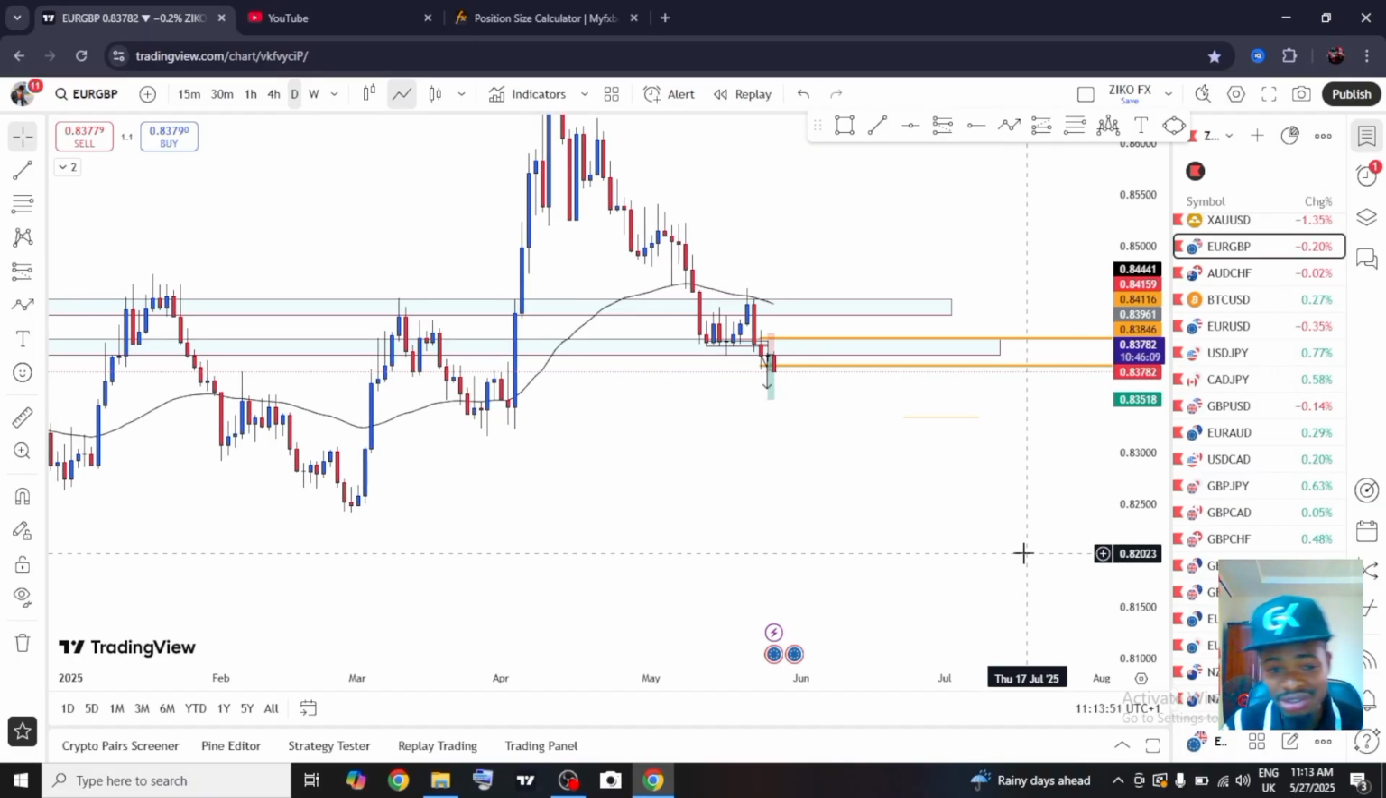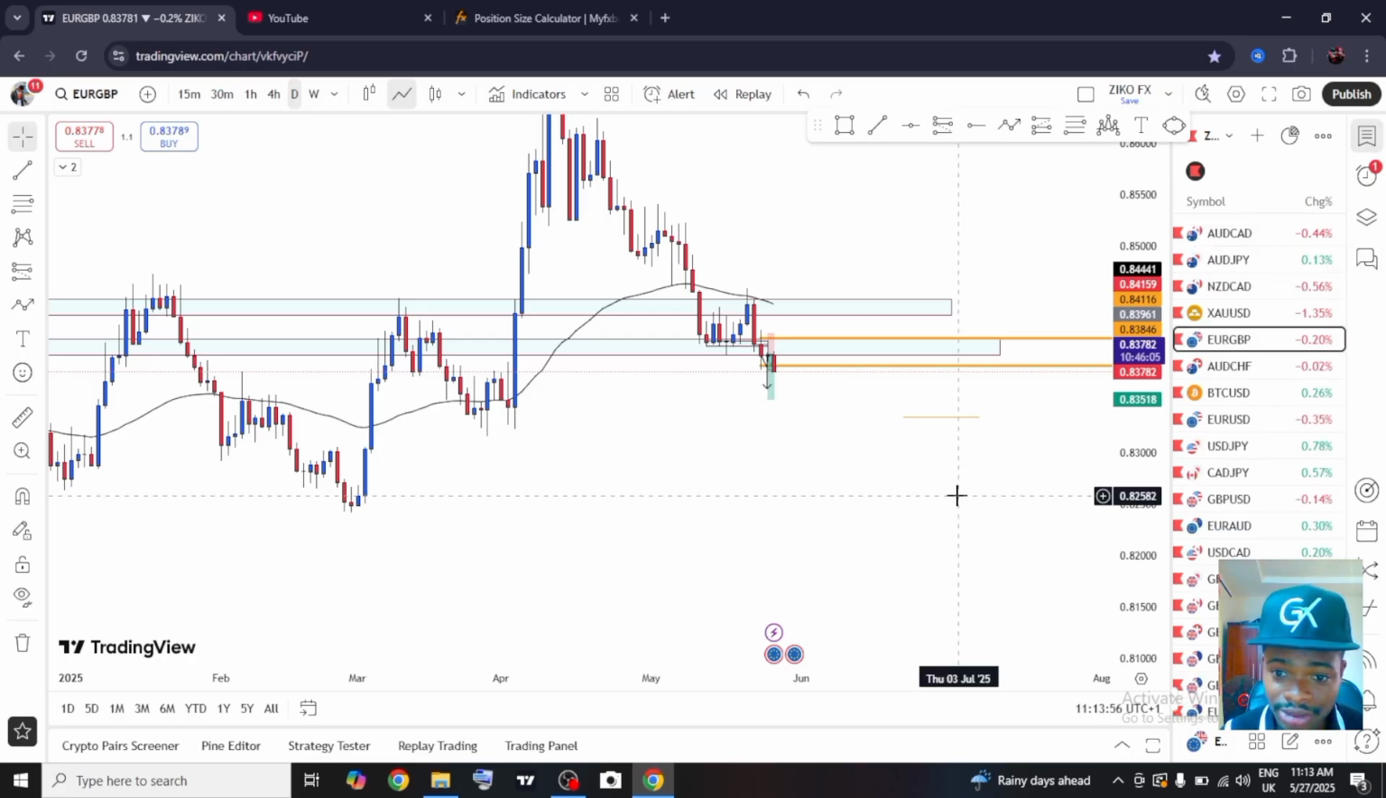Now these are the pairs on his watch list too. You can add anyone you want, but I'm telling you right now, there's no need to add multiple pairs. These pairs can make you quite a lot of money, and I think that is that.